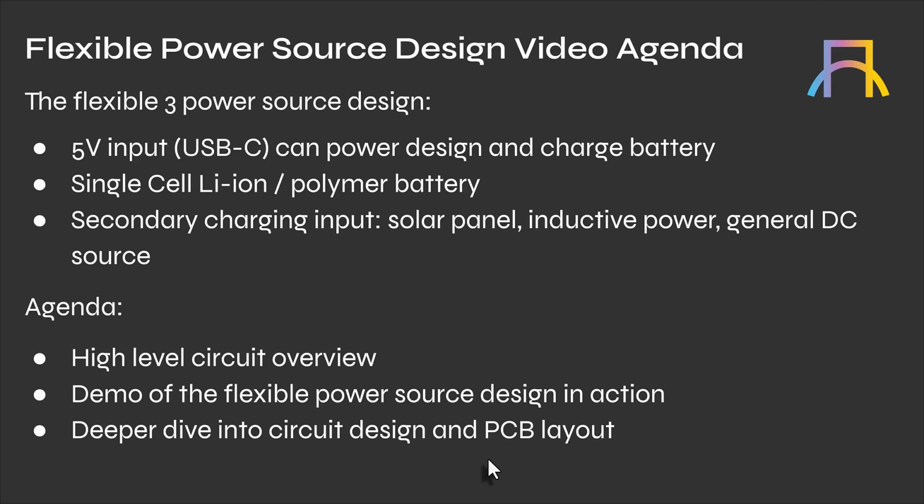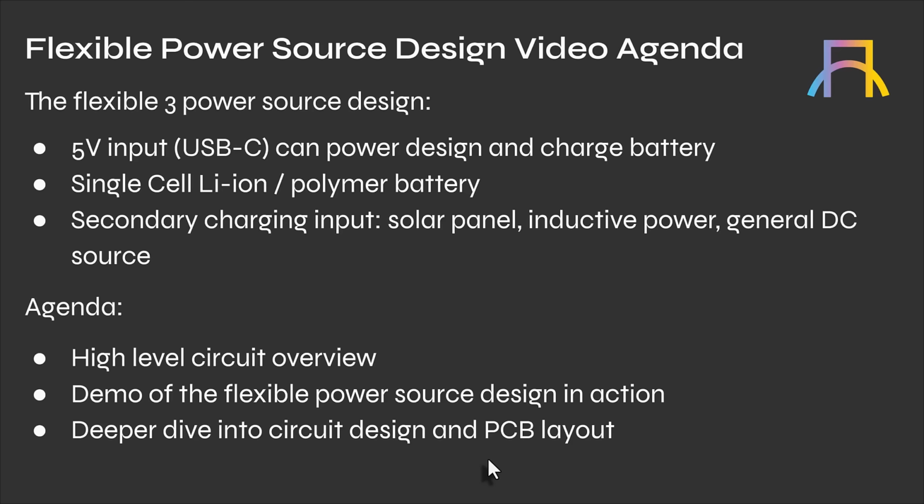So our flexible power source design is flexible. One of the reasons it's flexible is because it has three different power sources. We can power it off of 5 volts, which for the Sense node is a USB-C connector, and that can power the design. It can also charge our secondary power source, a lithium-ion battery cell or lithium polymer battery cell. That can serve as our second power source and can be charged from our first power source.